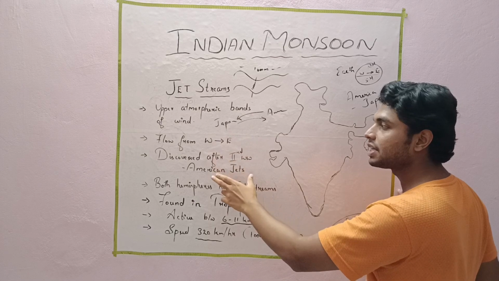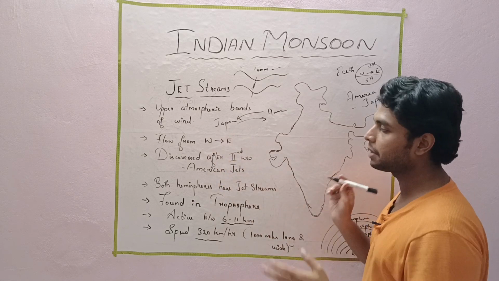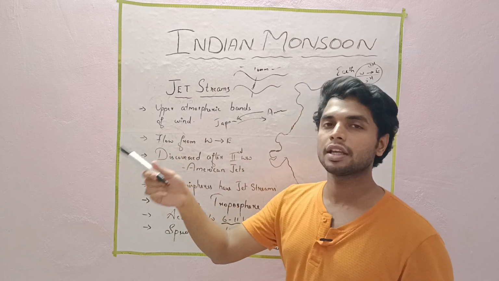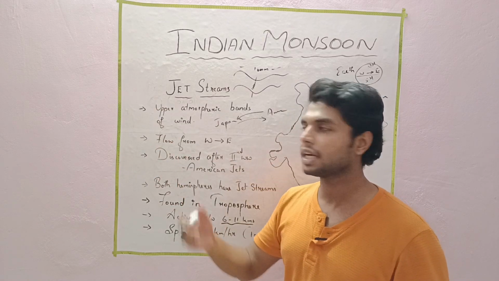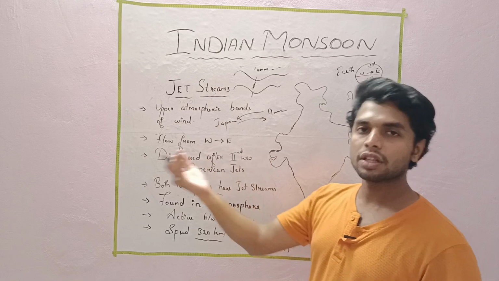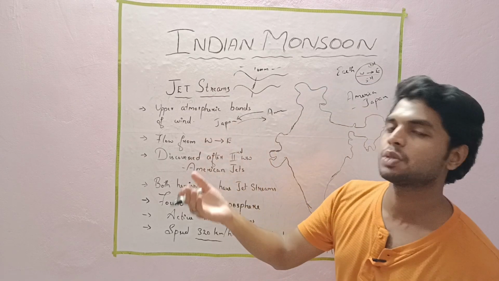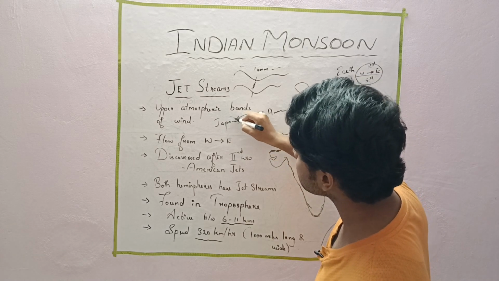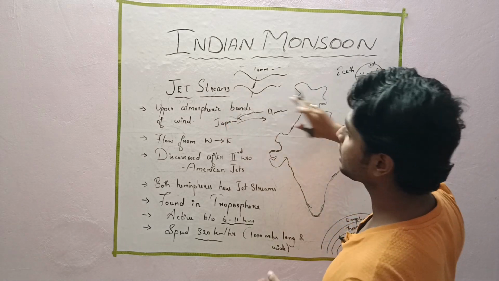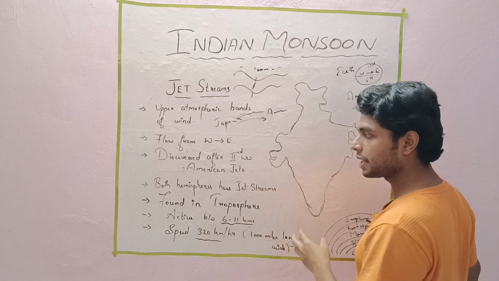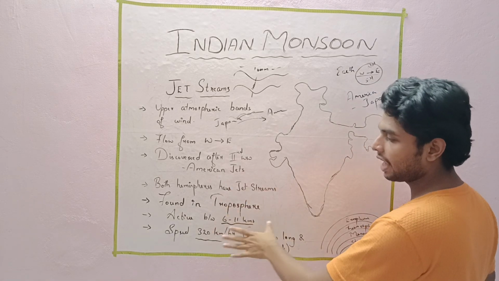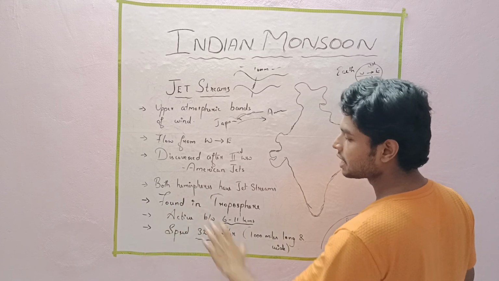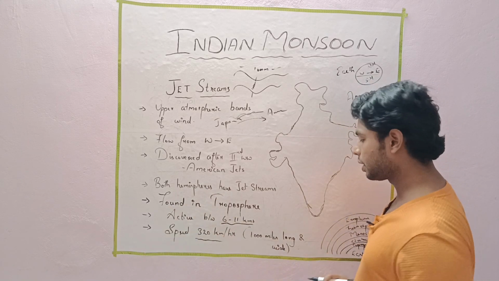They were discovered after the Second World War, when the American jets traveled from America to Japan and experienced a decrease in speed. When they came back, they experienced an increase in speed. Why? Because the jet streams were moving. They are active around 6 to 15 kilometers. The speed is 320 kilometers per hour.